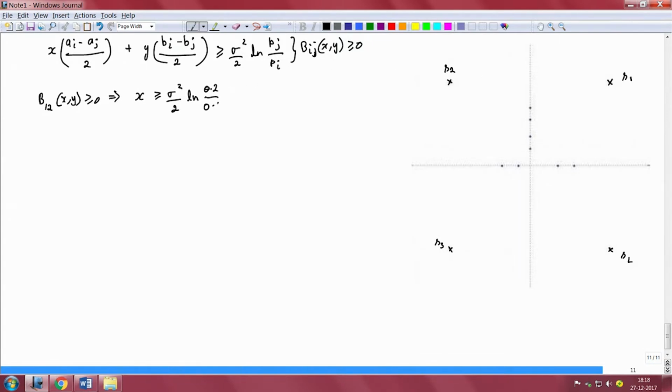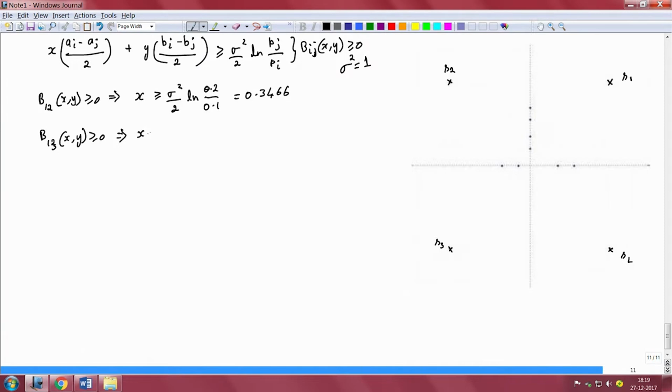by 0.1, and let us assume sigma square equal to 1. We will use this for the convenience of plotting. So, this comes out to 0.3466. Similarly, we compute the boundary between 1 and 3. Here a1 and a3 are different and b1 and b3 are also different.